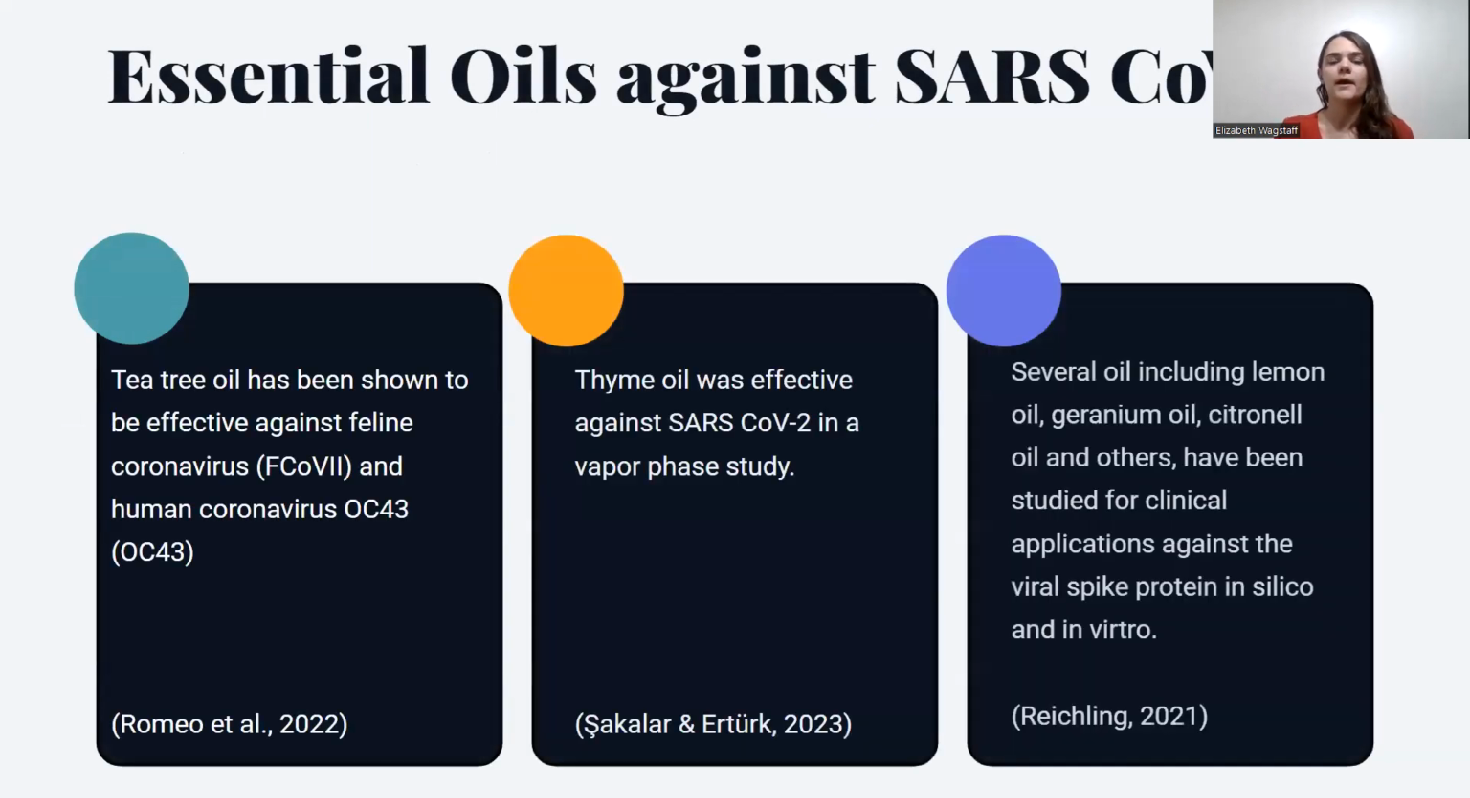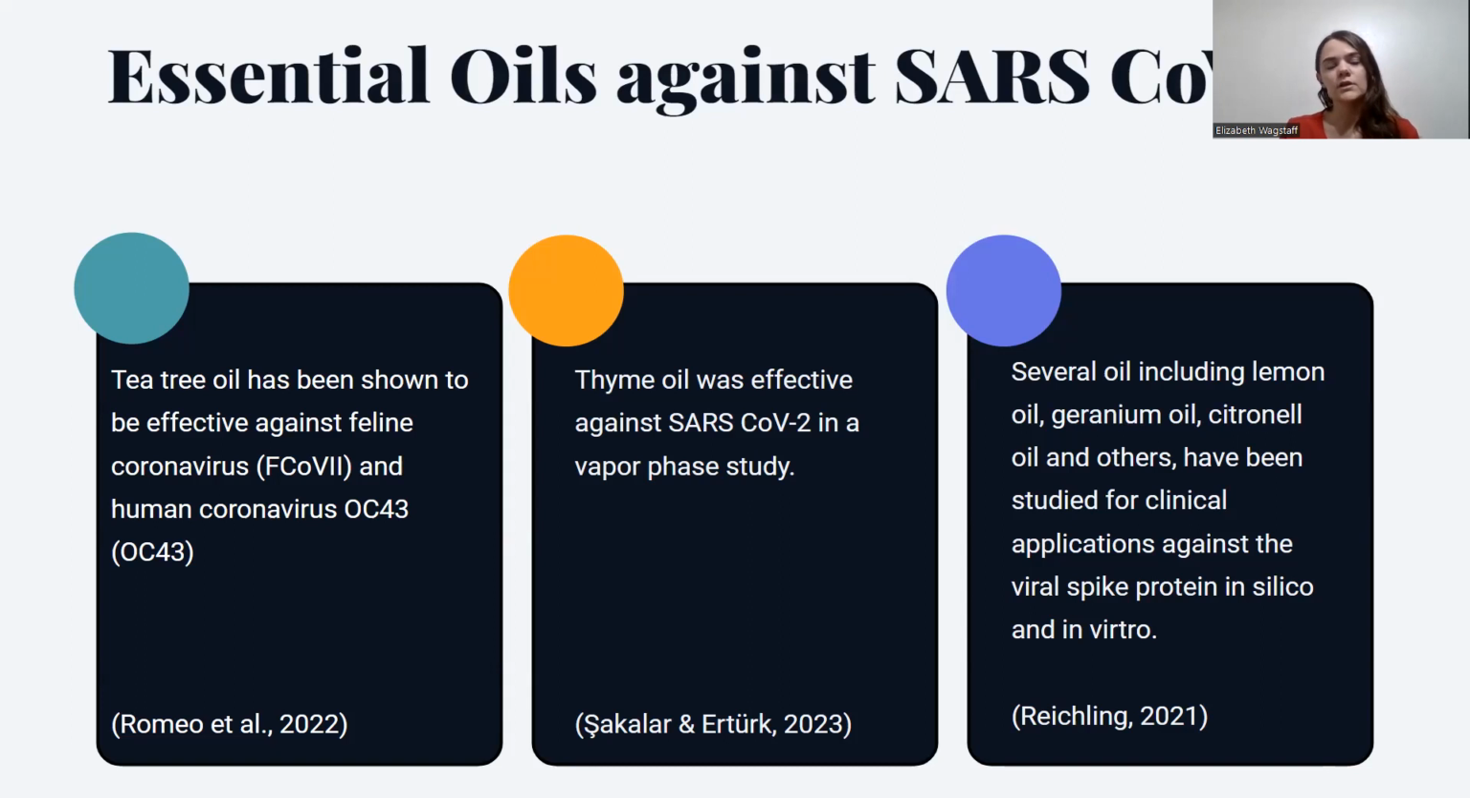There is a fair amount of background research into essential oils being used against SARS CoV-2. As we all know, this pandemic has changed the world, and quite a few researchers have been trying to identify whether essential oils are viable disinfectants against SARS CoV-2. In 2022, a researcher discovered that tea tree oil is effective against two surrogate viruses, a feline coronavirus and a human coronavirus. These were both not as pathogenic as SARS CoV-2, but they worked as a good model.